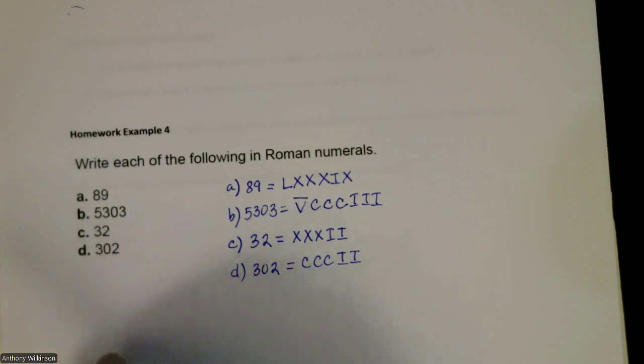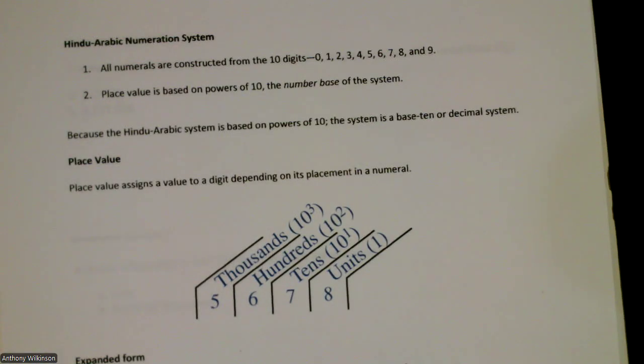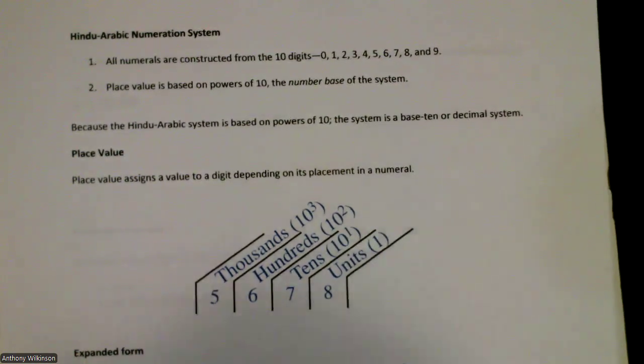All right, next we'll look at the Hindu-Arabic system. That's going to be this. All numerals are constructed from the 10 digits, and that's 0, 1, 2, 3, 4, 5, 6, 7, 8, and 9. Now, place value is often based on powers of 10, the number base of the system. We sometimes call it the base 10 system. And because the Hindu-Arabic system is based on powers of 10, the system is a base 10 or decimal system.